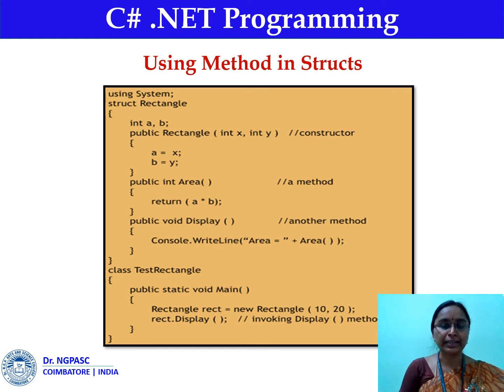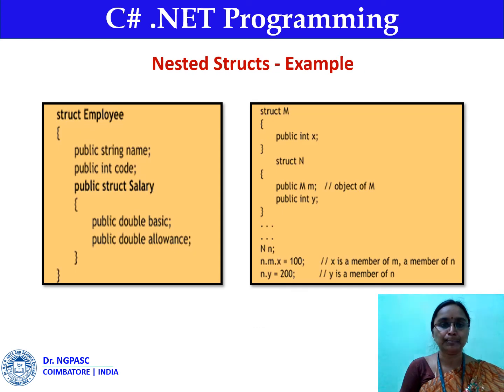For this functionality we can create the Rectangle structure variable, that is Rectangle rect equal to new Rectangle(10, 20). So here I am passing the values to the variables. For x it will receive 10, for y it will receive 20. Then I just call the method, rect.Display. During this time the Display method will be executed and call the Area method, then get the value of the area and just print it. So likewise the methods inside the structure are executed sequentially.